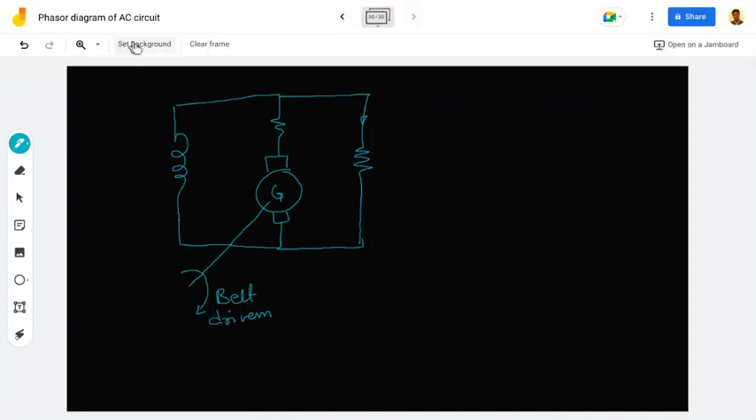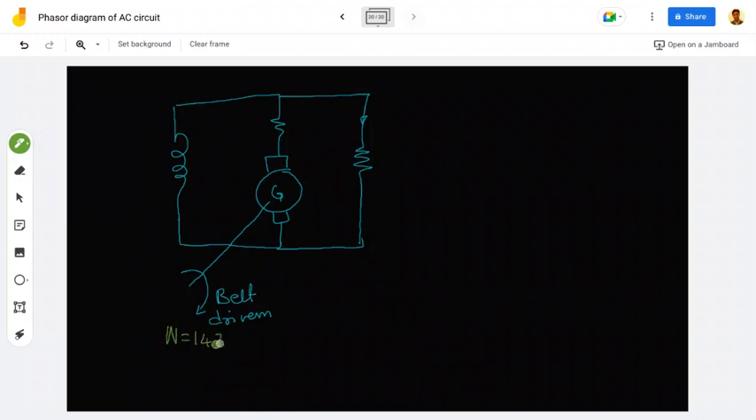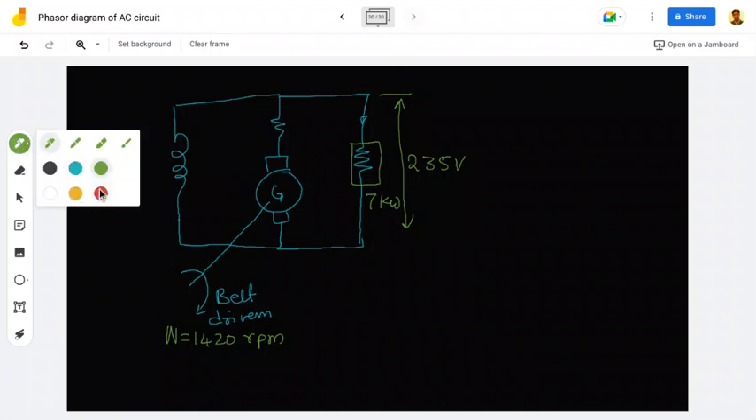So I will write the values. The speed is given to be 1420 rpm, delivering 7 kilowatt at a 235 volt bus. So the voltage here is 235, and it is delivering a load of 7 kilowatts. I'll switch to a different color. The belt breaks, following which the machine operates as a motor.